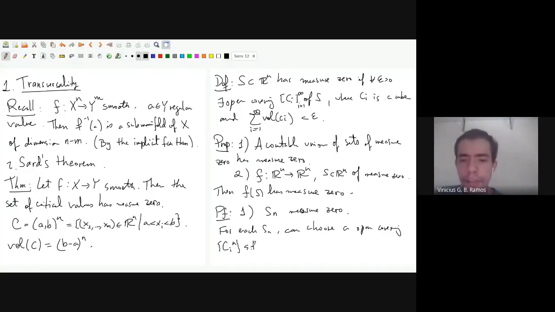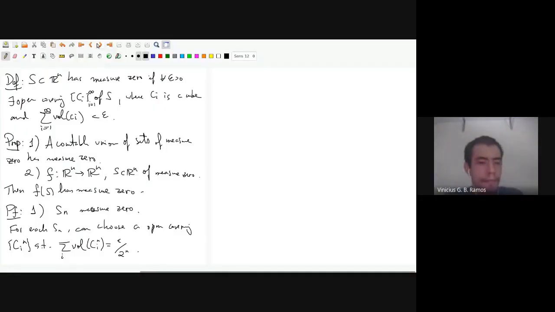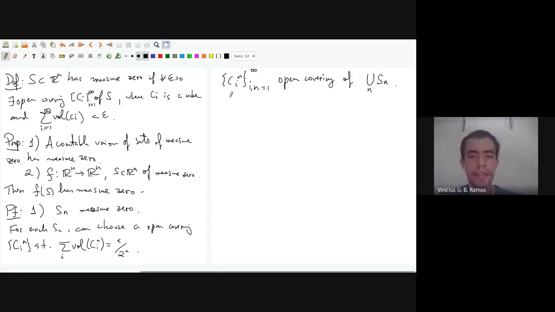Cin, such that the sum of the volume of Cin is epsilon over 2 to the n. The sum over i. Okay. So then now I can consider the collection Cin for i and n going from 1 to infinity. So this will be an open covering by cubes of the union of Sn over n.